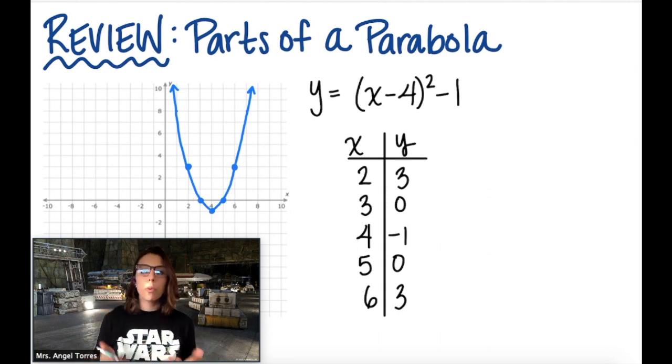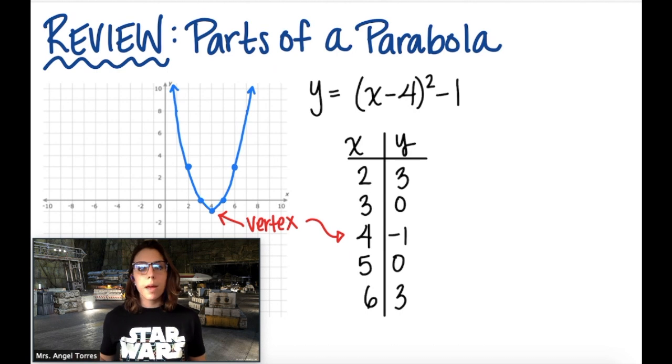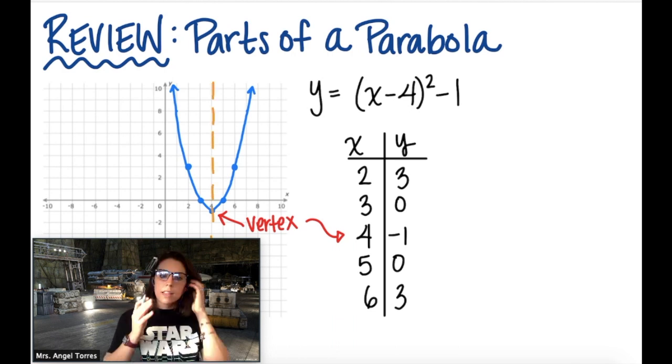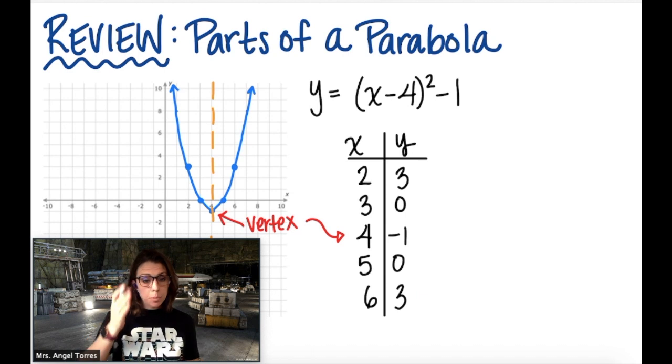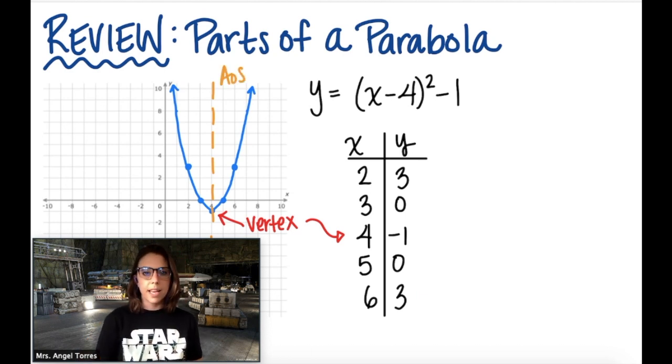So the most important point on a parabola is the parabola's vertex. The vertex is the only point that is unique because it's the only input that produces one unique output. In other words, it's not reflected. Going along with the vertex is the parabola's axis of symmetry. The axis of symmetry is the invisible line that crosses directly through the vertex and cuts the parabola in half.